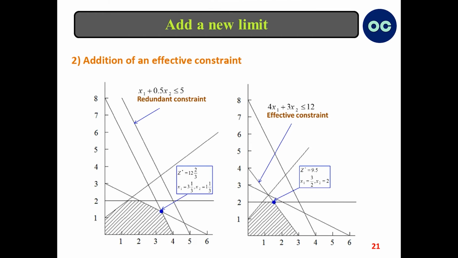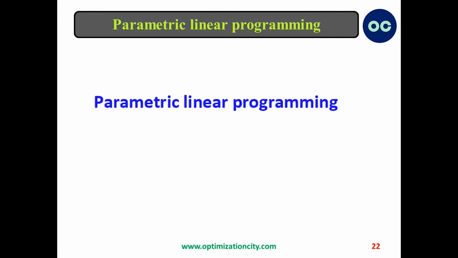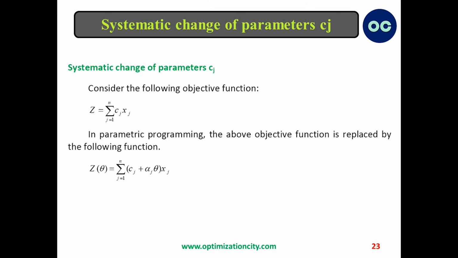Now let's go to the more general case, which is parametric linear programming. During the sensitivity analysis, we study the discrete impact of the model parameters on the final solution. However, when we need to examine the effect of continuous change in the parameters across various possible values, we utilize parametric linear programming.